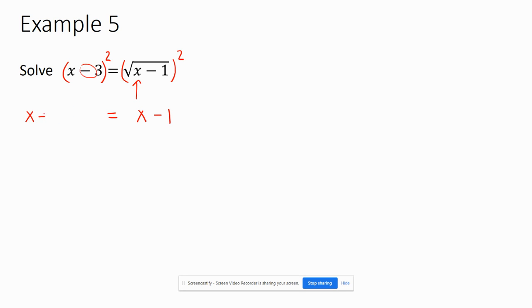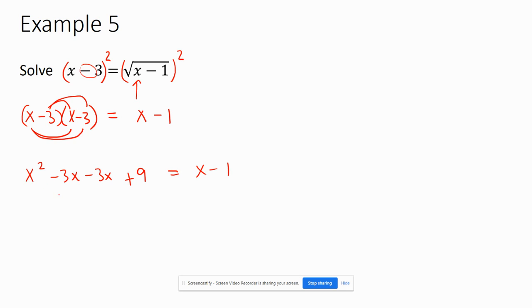This means we have to do x minus 3 times itself, and now we have to multiply it out using FOIL. So x times x is x squared, the outside is minus 3x, the inside is also minus 3x, and the last two terms give us 9. We still have this x minus 1 on the right, and now we want to combine like terms here. x squared minus 6x plus 9.